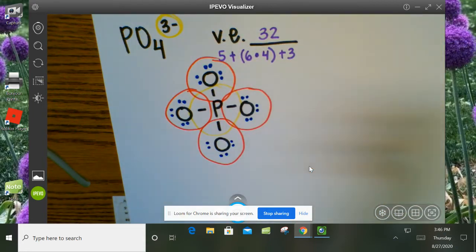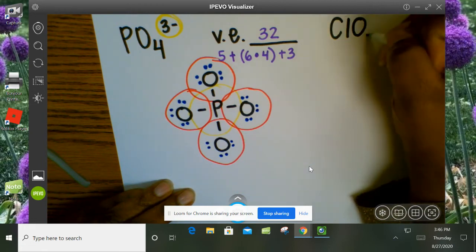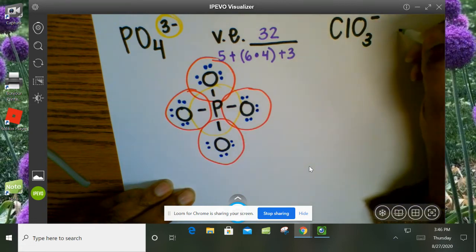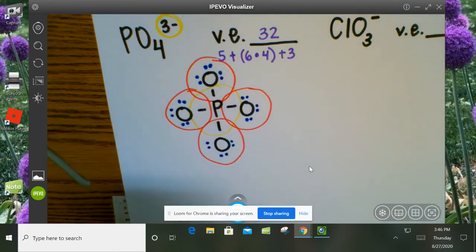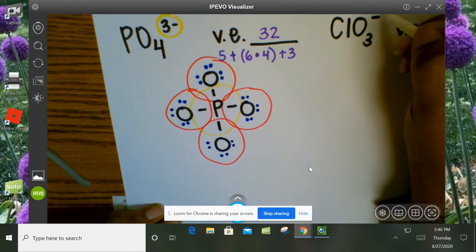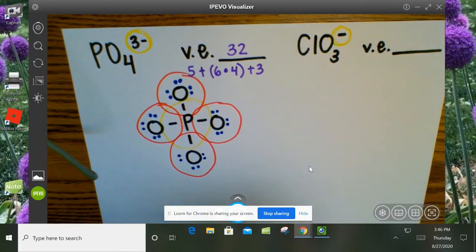Okay, let's just try another one. I'm not going to go through the entire process, but at least we can look at the number of valence electrons. This is a negative ion. I know that because of the little dash right here, the negative, and that's an understood 1, -1.